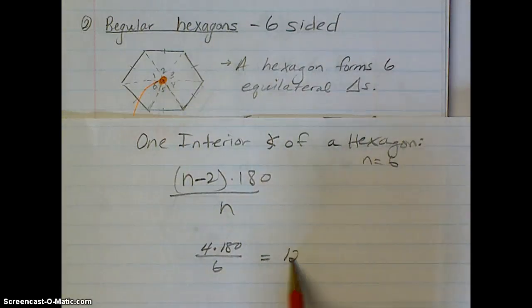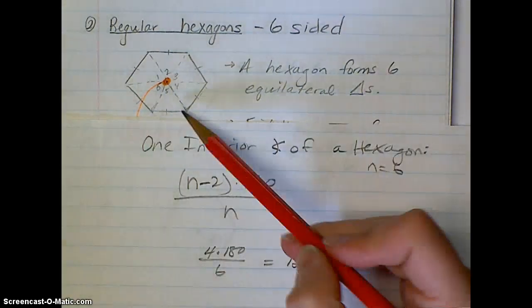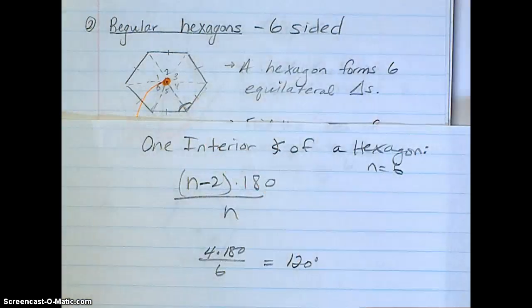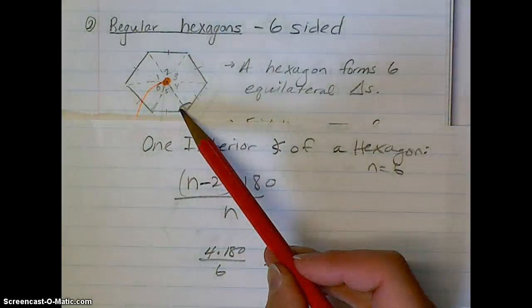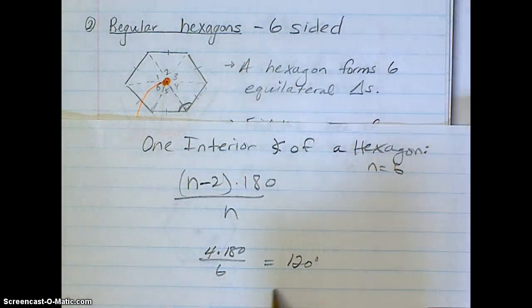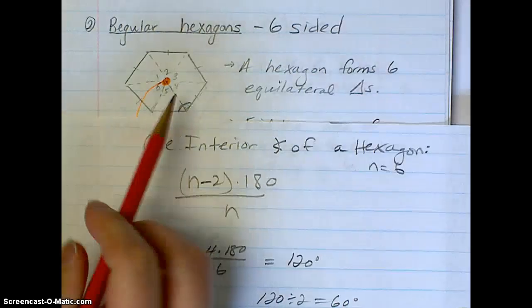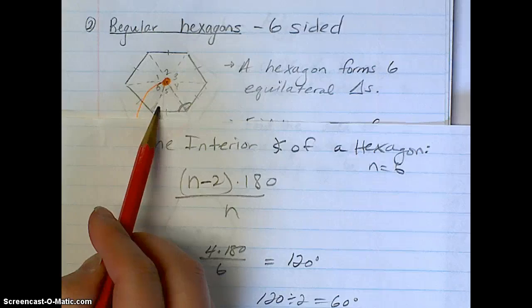And this comes out to be 120 degrees. So what this basically means is that one interior angle for this whole hexagon is 120 degrees. Well, if I split that in half, it will give me each individual angle from these triangles. So 120 divided by 2 is 60. Well, there you go. I've got 60 degrees on the inside, 60 degrees here, and 60 degrees here.